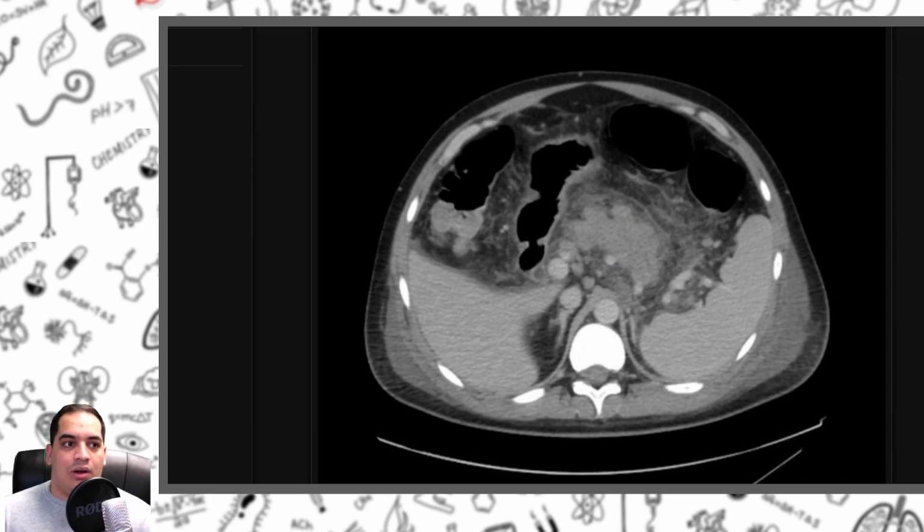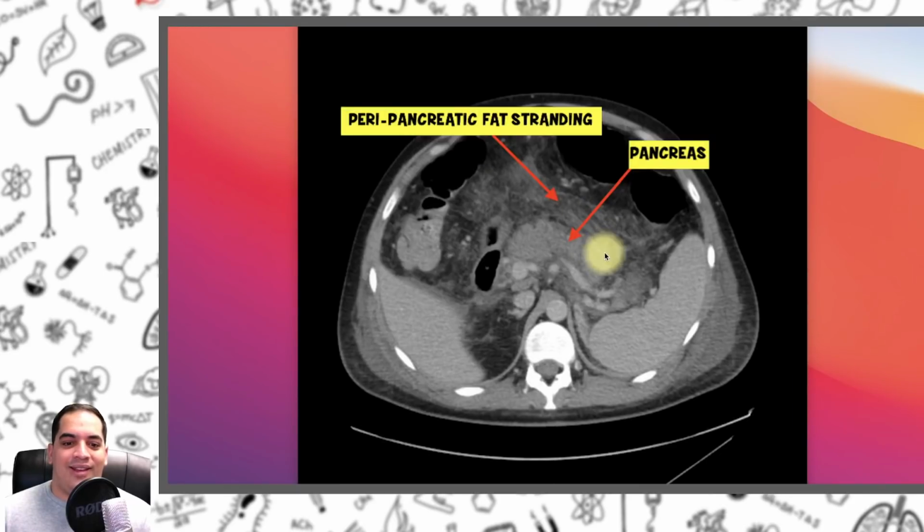So if we take a look at the overall picture, here is our pancreas right behind that splenic vessel. You can see that structure there. And all of this fat stranding around there is the peripancreatic fat stranding from the liquefactive necrosis, which is indicative of pancreatitis. All right, let's take a look at another thing that we can see in the CT.